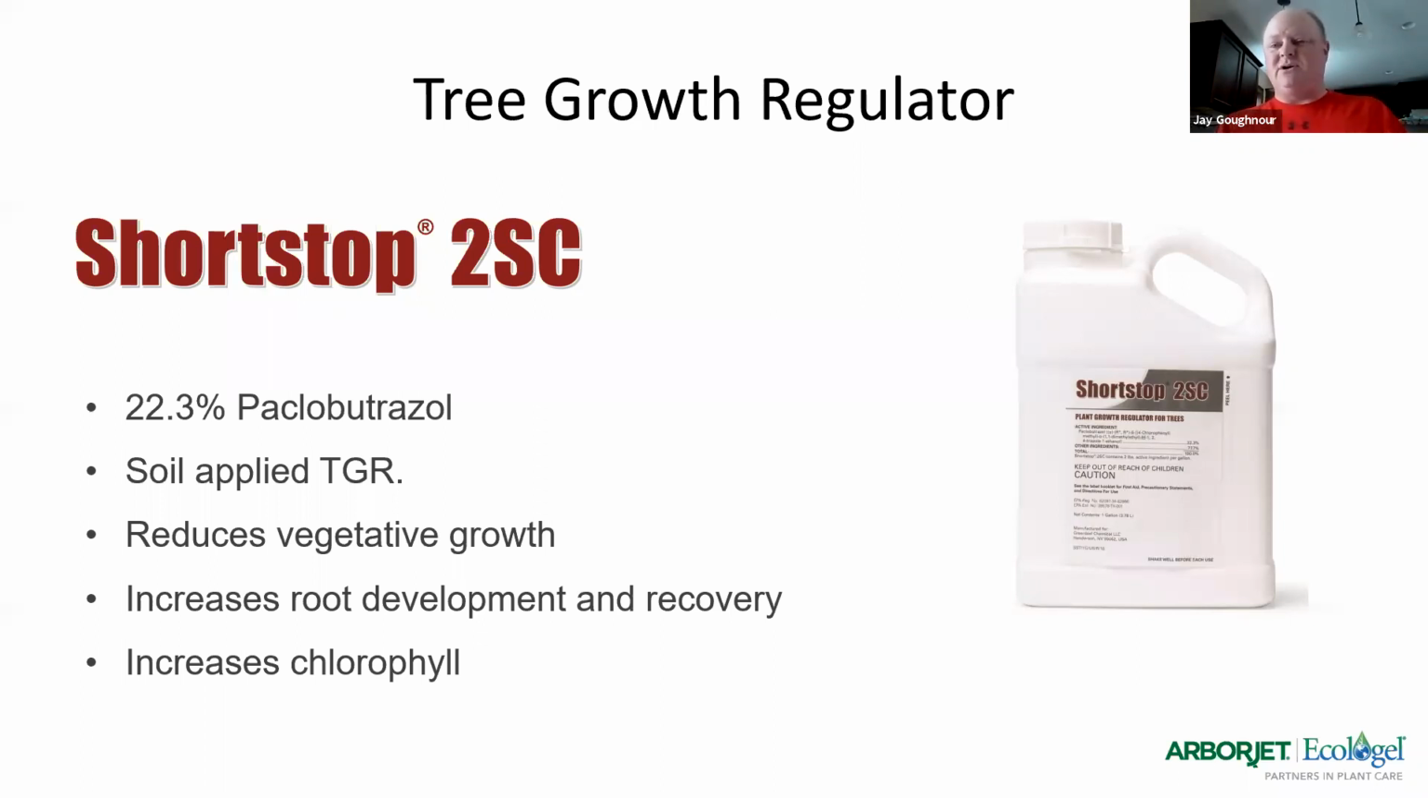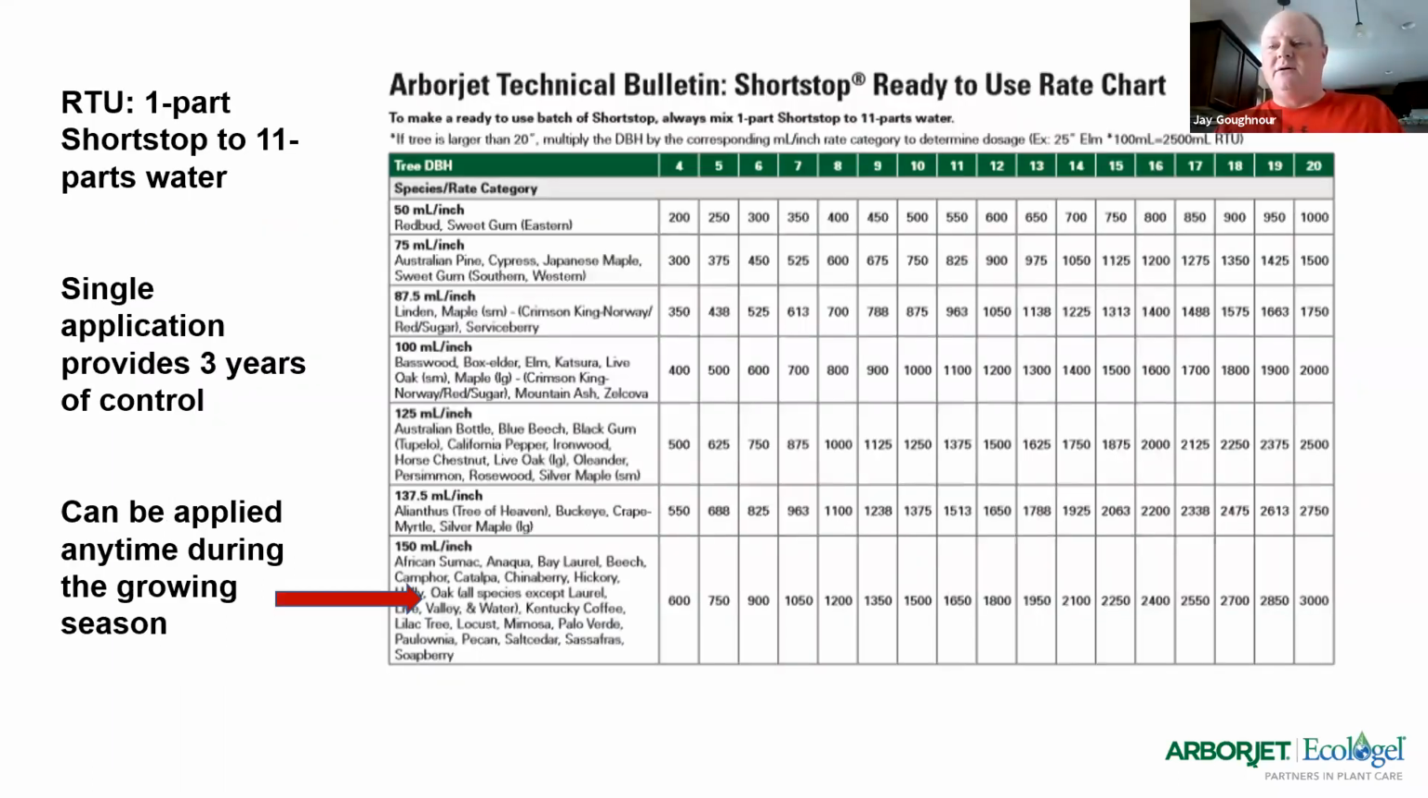So we're going to mix shortstop. It's a 1-part shortstop to 11 parts water, and this is going to last 3 years. So it's kind of an easy sell to the homeowner. It doesn't cost a lot to treat that tree, and you're going to get 3 years out of it. The other nice thing about it is it can be applied anytime during the growing season. And so this is a good one because we can't do that with Propizol.